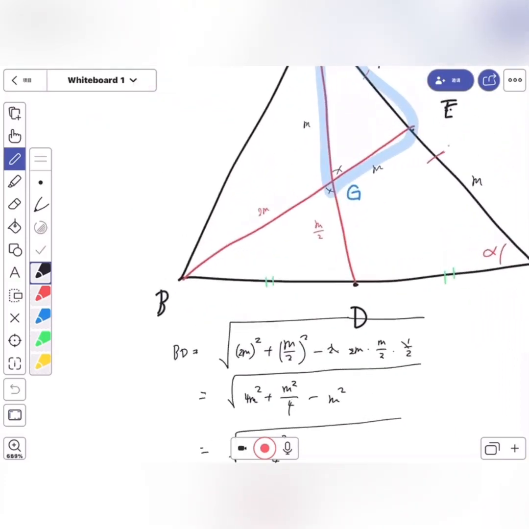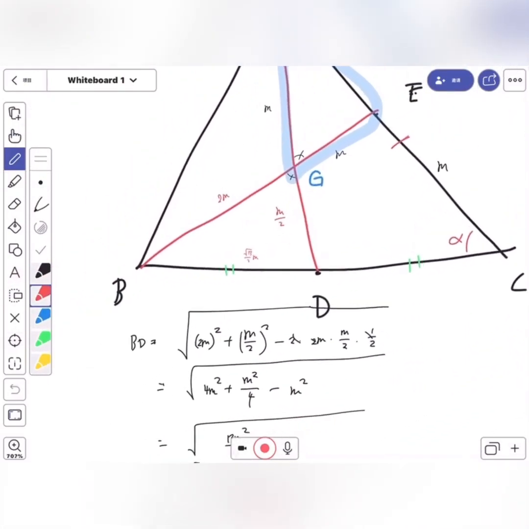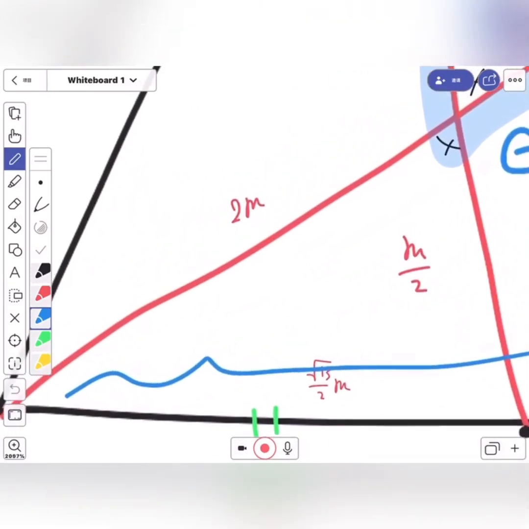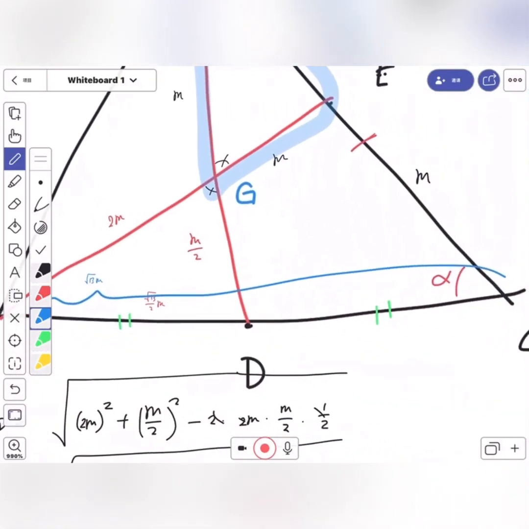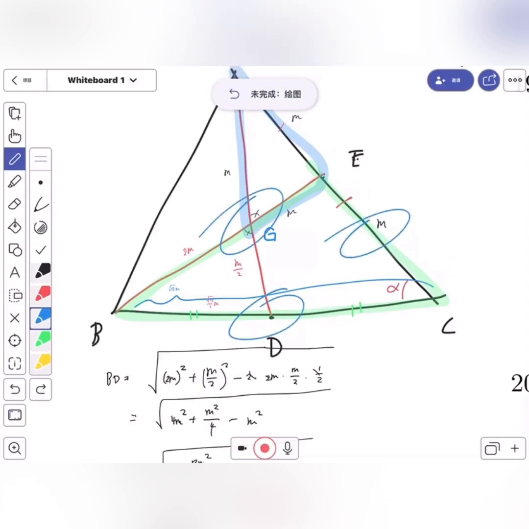So we know that this part is root 13 over 2 m. Therefore the entire side BC should be equal to root 13 m. Alright, now we can break out the law of cosines for this triangle right here. Since we know the lengths of these sides, we can find the cosine value easily.